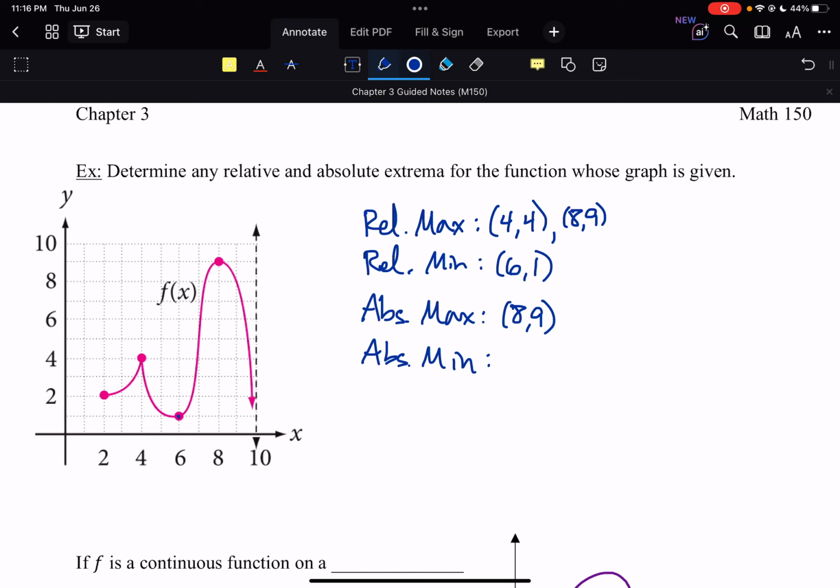Like if this curve instead went up here, stopped here, and then came back down like that, these 2 points would both be absolute maxes because they would share the title. But that's not the case in this one. And then absolute min, it would be this one, except this graph continues on forever towards negative infinity. So there is none. There is no absolute min in this graph.